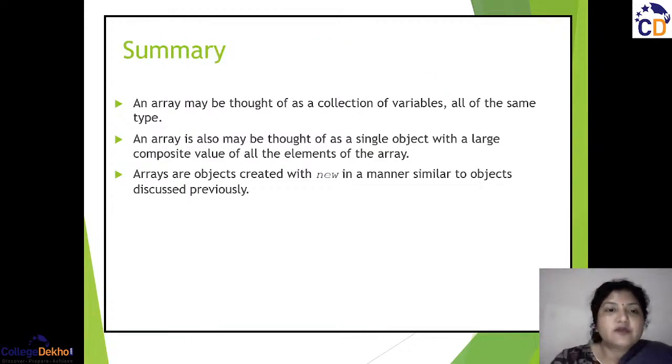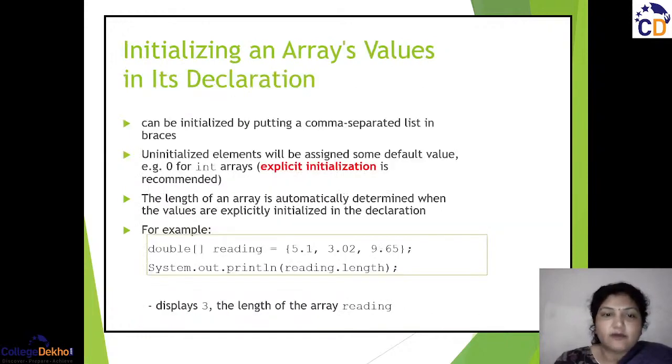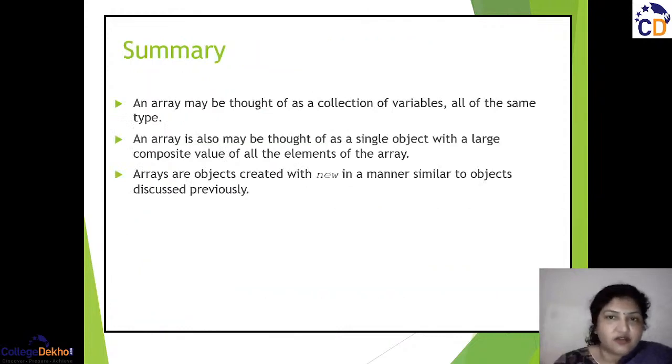Now let us see some summary. Let us see some very important points from an array. An array may be thought of as a collection of variables all of the same type. Like in this example, you may see all the values are of the same type. That is floating point number, decimal point number, right? So this is the main meaning of this definition.